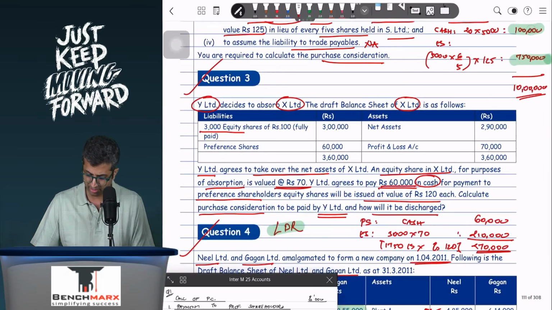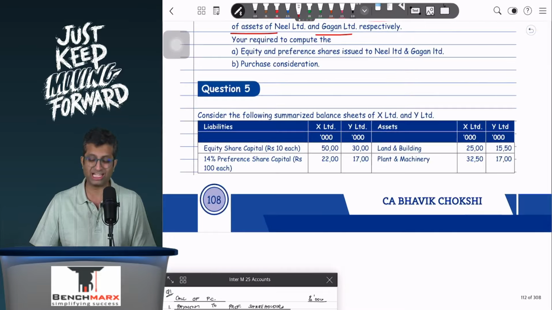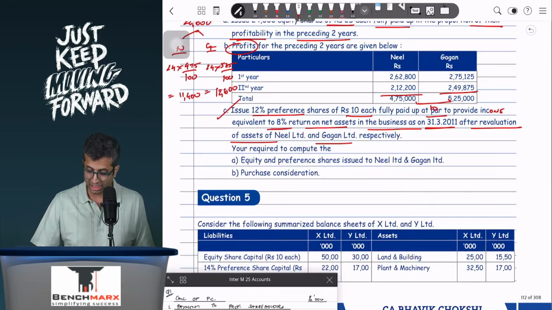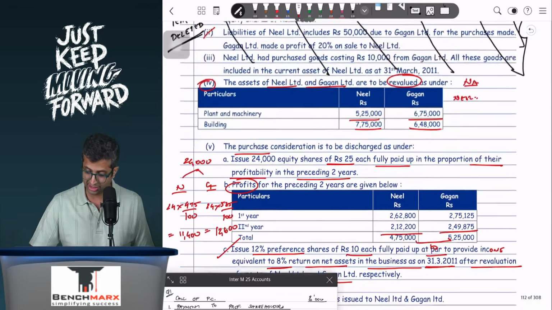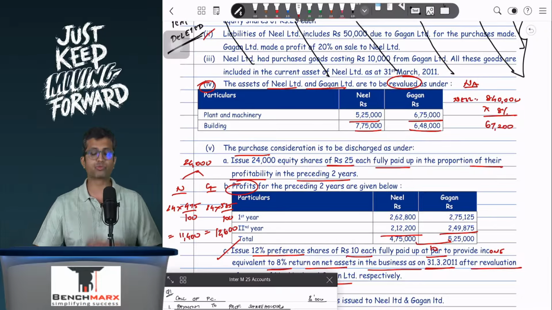You look at the liabilities. Does Neil have any liability? Yes. Minus 623,500 will be the liability. So 8,40,000. Now 8,40,000 is the net assets of Neil. Return on net assets after revaluation is 8% into 8,40,000. This comes to 67,200.